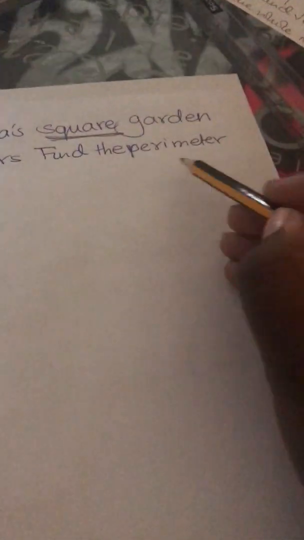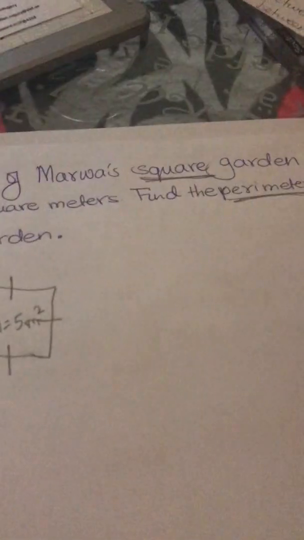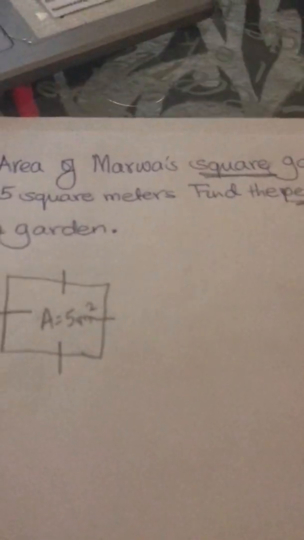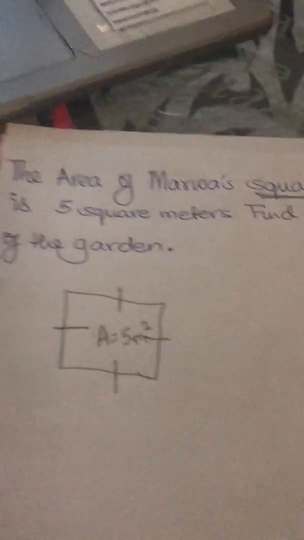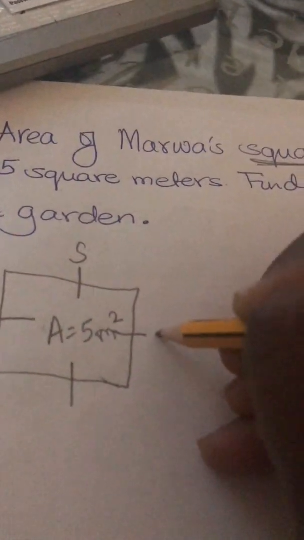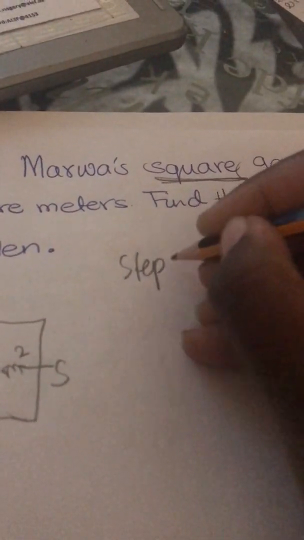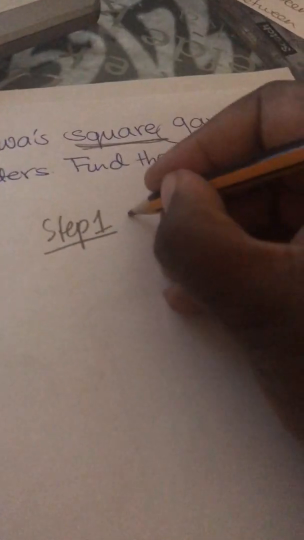They want the perimeter. So for you to find the perimeter, you must know the side. So the question didn't tell you to find the side, but you must find it first. So step 1, you don't know the side. So you need to find it. So step 1, find the sides.